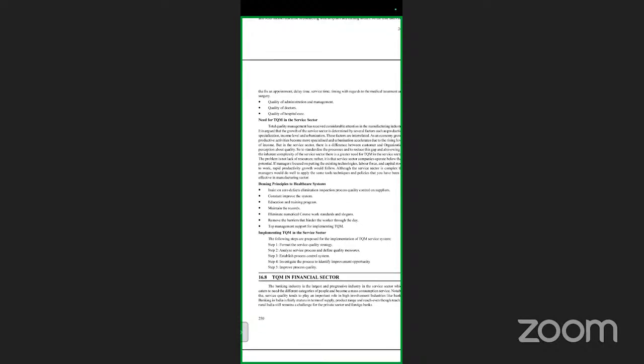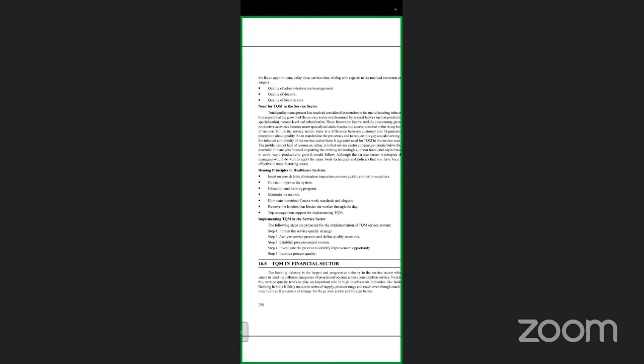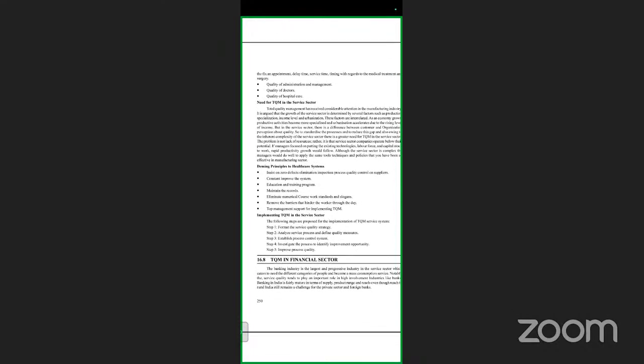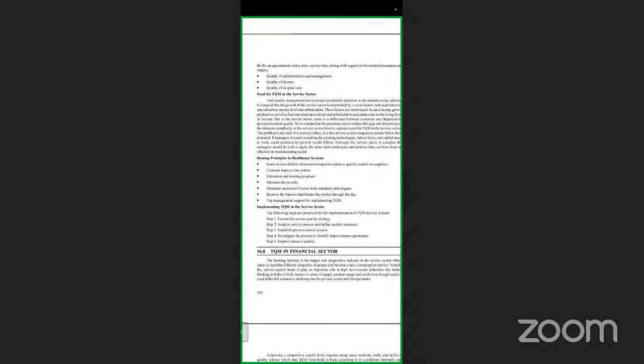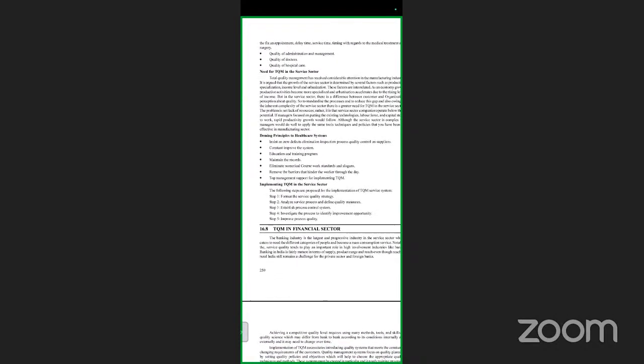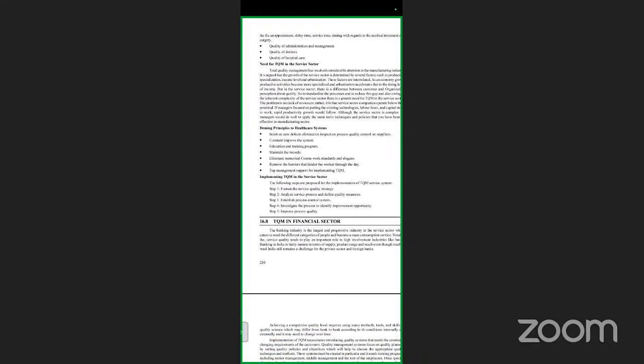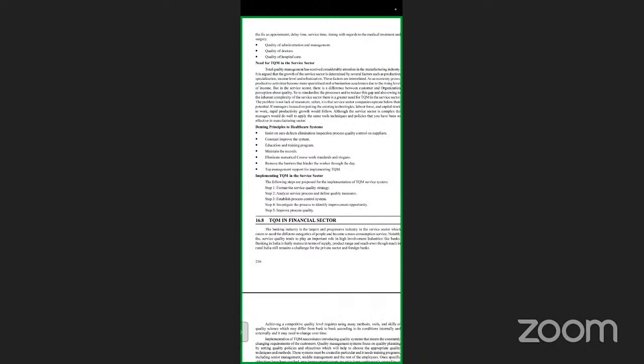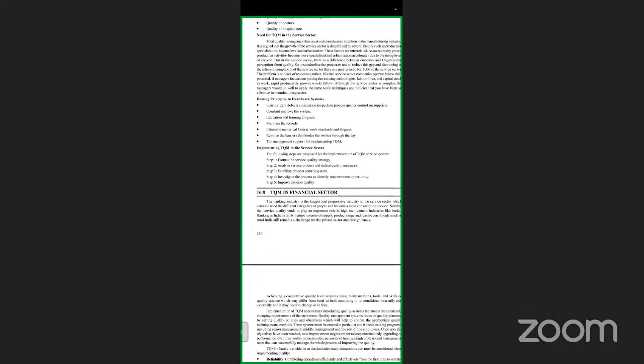So there are certain rules and regulations framed by quality, and the need for TQM in the service sector. Here, Deming's principles in the healthcare system insist on zero defects, eliminating the inspection process, quality control of suppliers, consistent improvement of the system, education and training programs, maintaining records, eliminating numerical quotas and work standards, slogans, and removing the barriers hidden in work through the day.